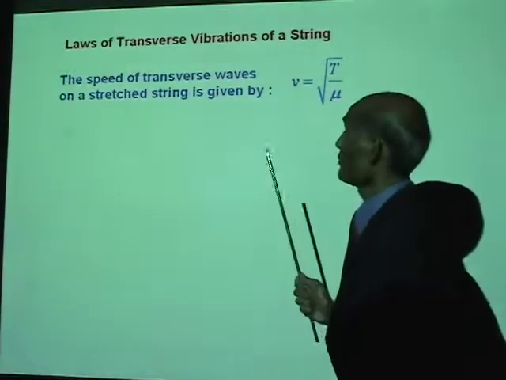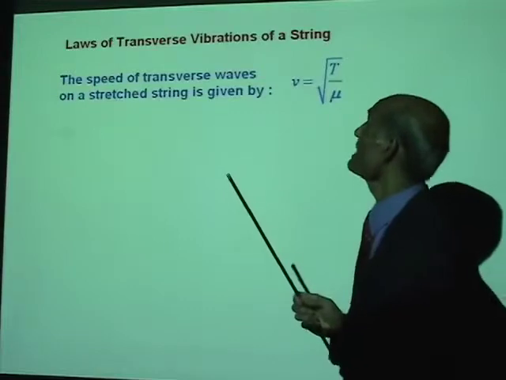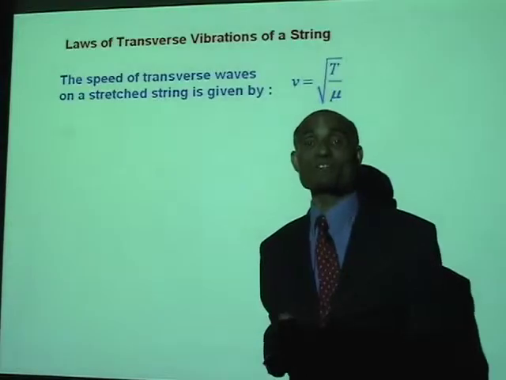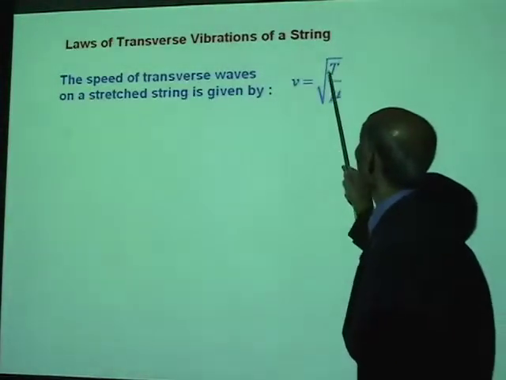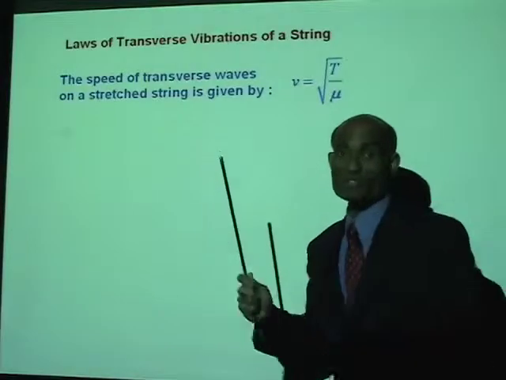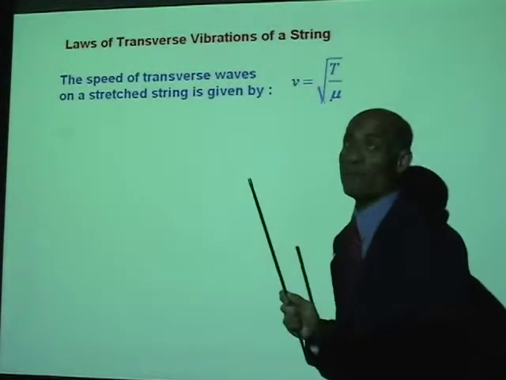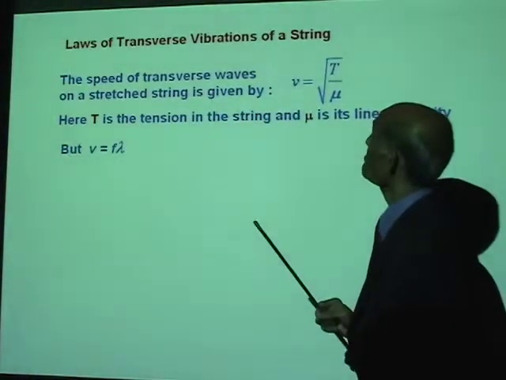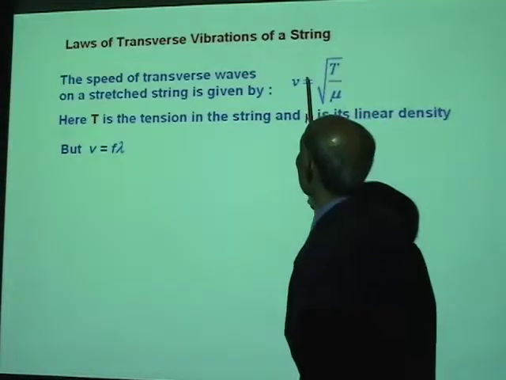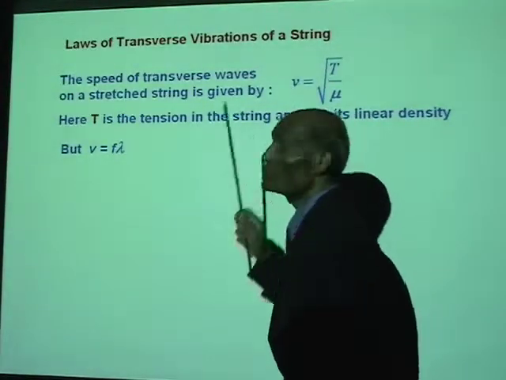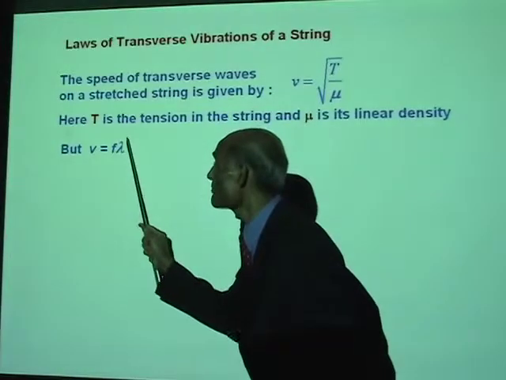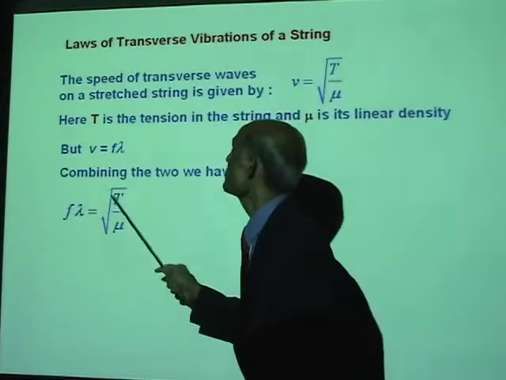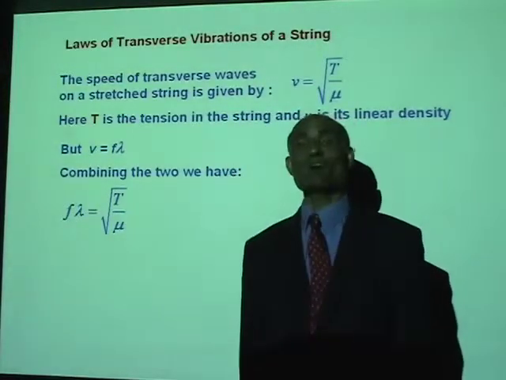Now, let's start with this. What is the speed of transverse waves on a stretched string? You remember this equation. V equal to square root of T over mu, where T is the tension on the stretched string, and what is mu? The mass per unit length. Alright, so T is the tension and mu is the mass per unit length. But V, if you remember your wave equation, V equal to F lambda. So let's use that over there. We have F lambda equal to square root of T over mu.